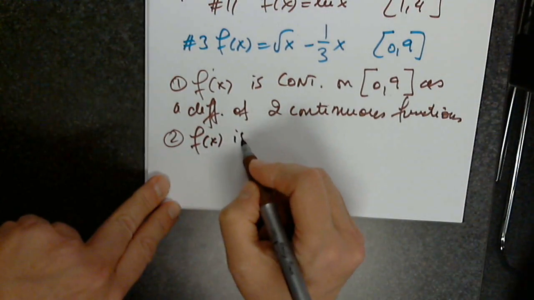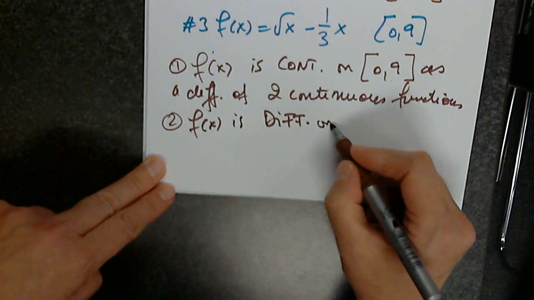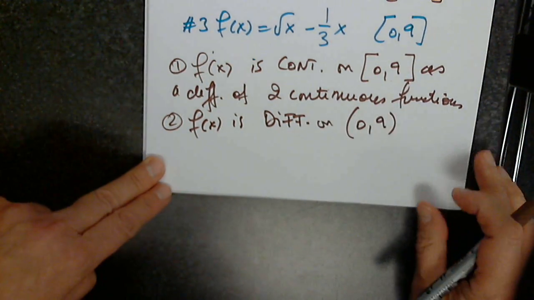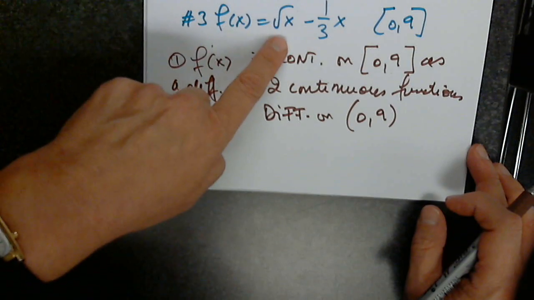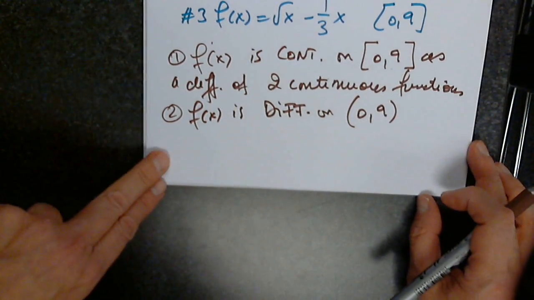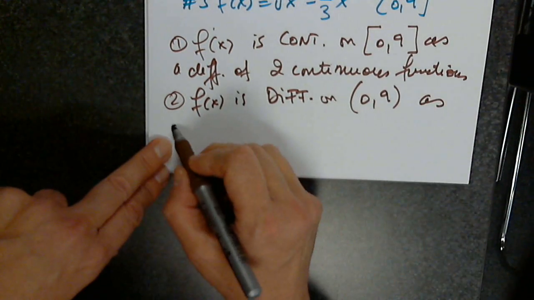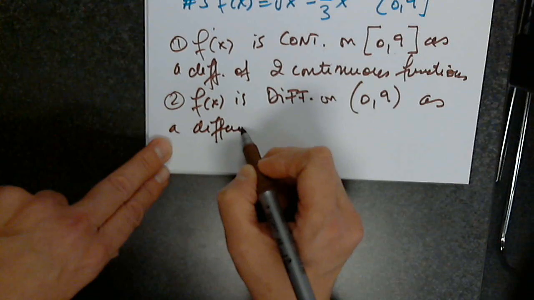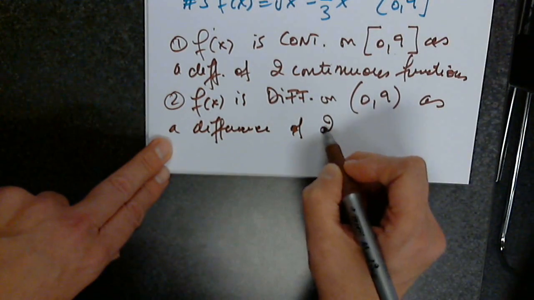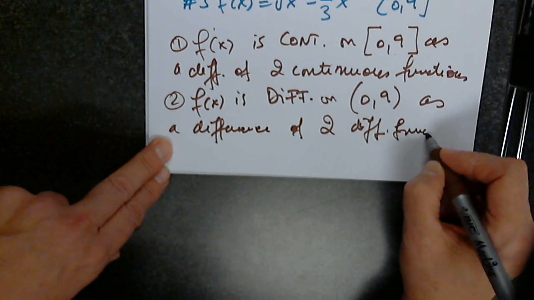Number 2. So f of x is differentiable on the interval at least (0, 9). And actually, the square root is not differentiable at 0. It has a vertical tangent. So f of x is differentiable on (0, 9) as a difference of 2 differentiable functions.